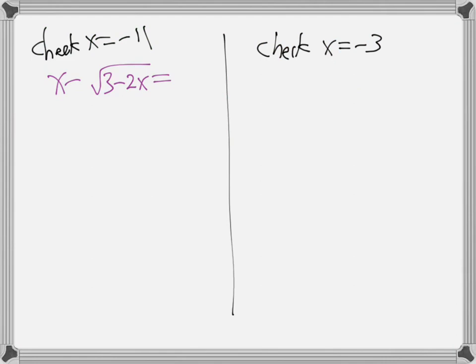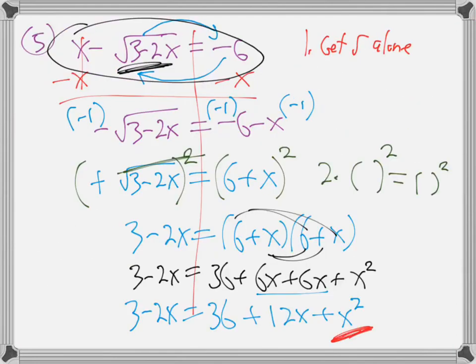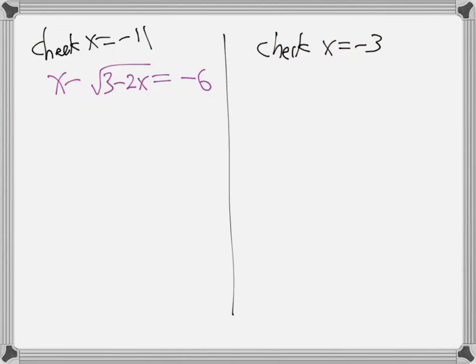The original question is negative 6, right? Yeah. So I'm going to check each of these separately. These get kind of long, don't they, with all the checking and all this stuff? So let's plug it in. So I'm going to take that negative 11, and I'm going to put it in. And let's work it out.